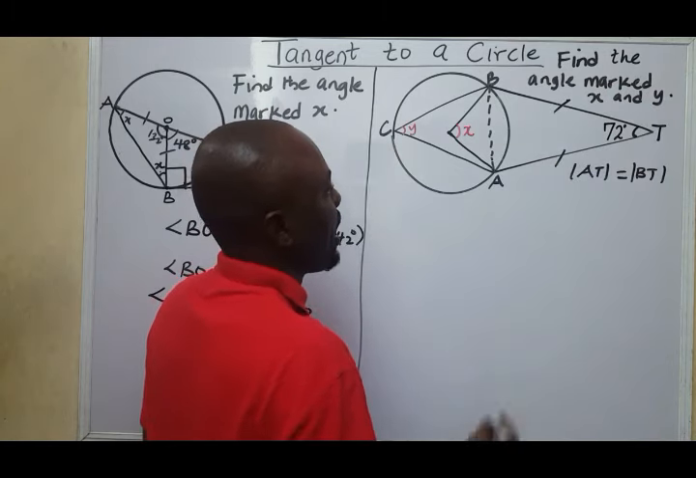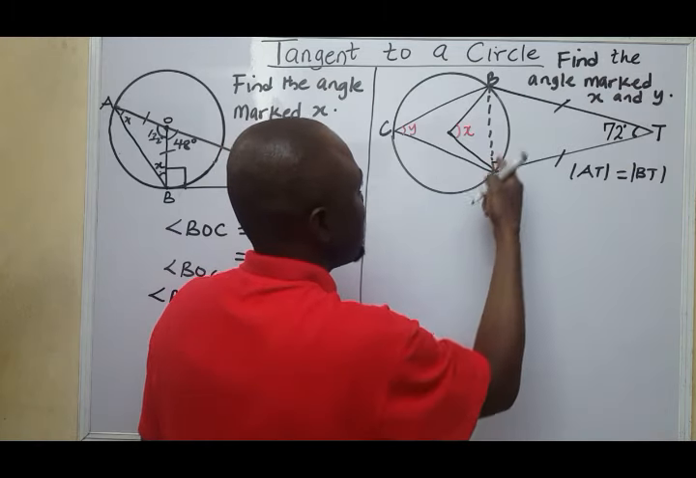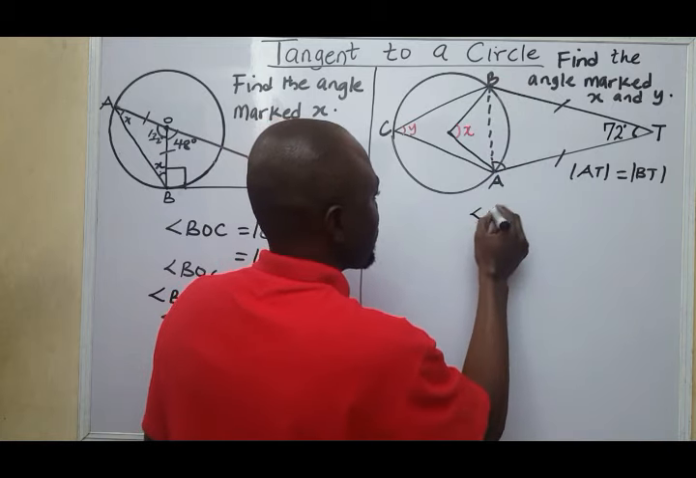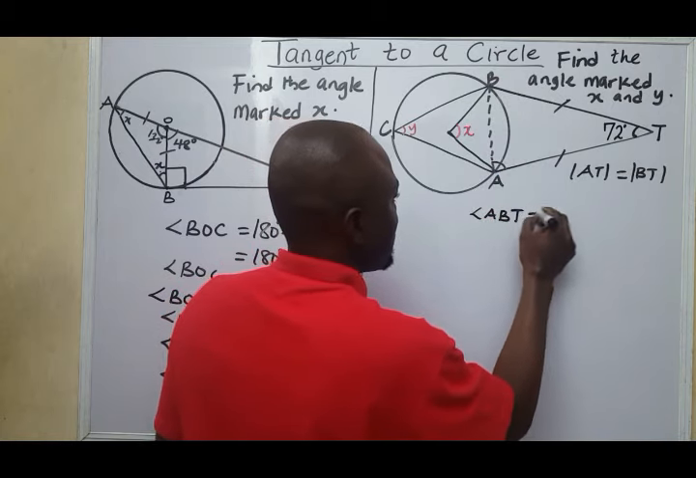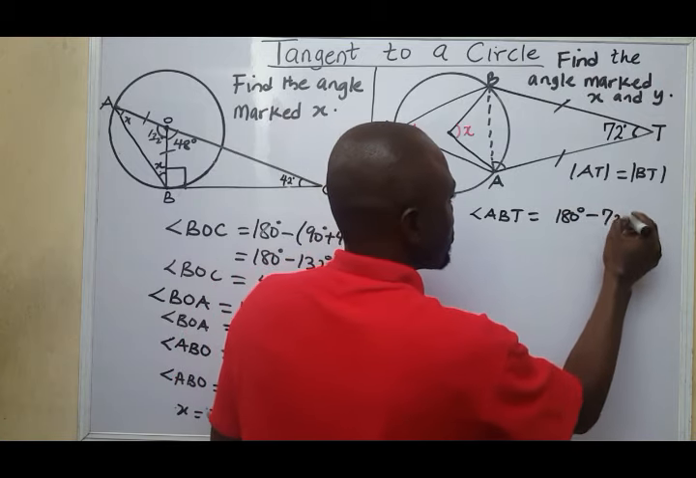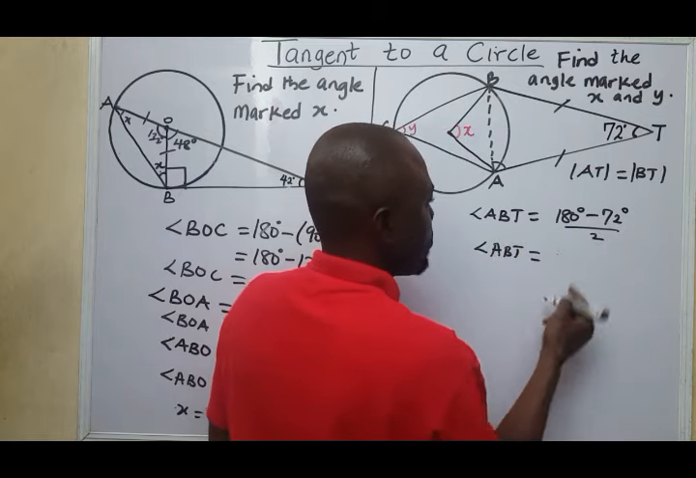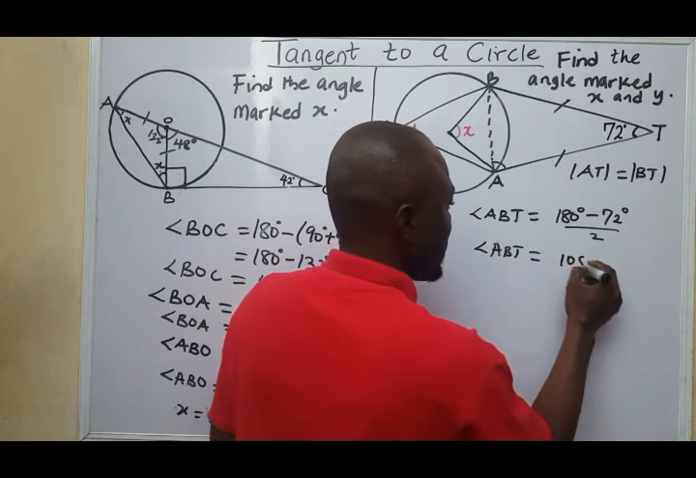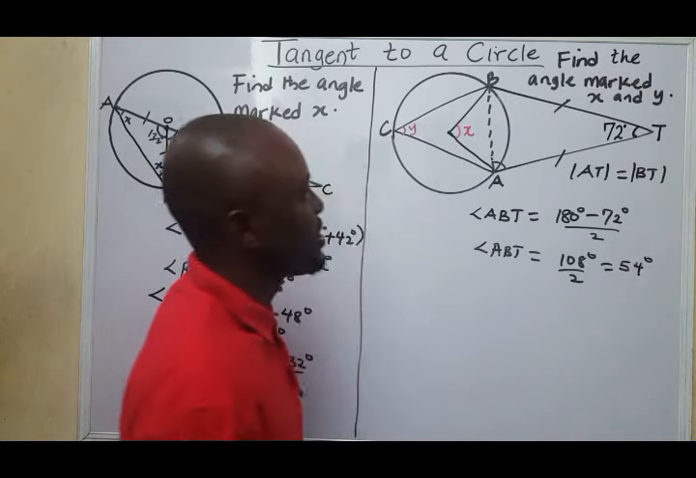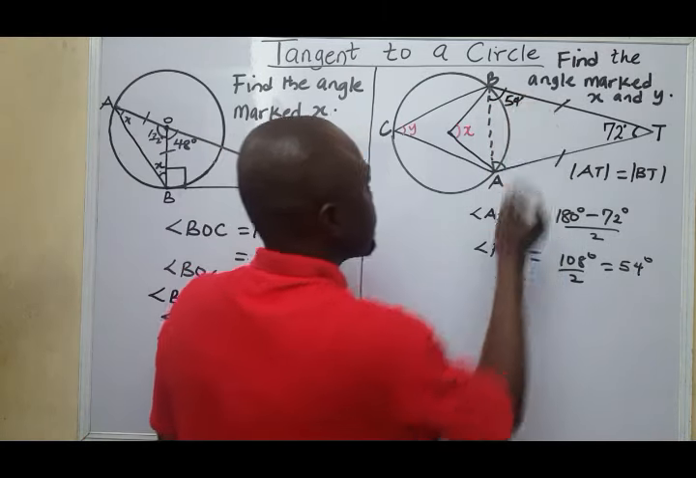So therefore, if I want to get this angle, let's say I want to get angle ABT, I'm going to do 180 degrees minus 72 degrees divided by 2. So ABT will be 180 minus 72, which will give me 108 degrees, divided by 2. I'm going to get 54 degrees. Now, this angle here is 54 degrees.